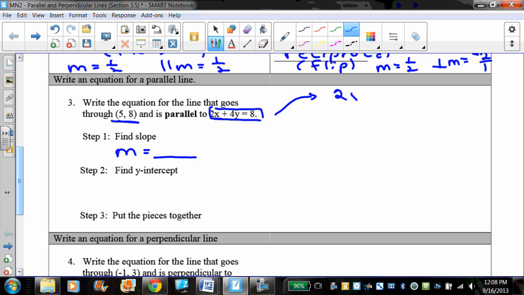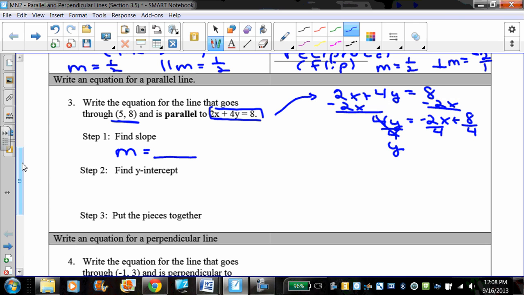So we have 2x plus 4y equals 8. To get it into that y equals mx plus b form, slope-intercept form, we need to move the 2x over. I have 4y equals negative 2x plus 8, and then I divide out by 4. So here I have 1y, or y, equals negative 2/4, which is the same thing as negative 1/2 x plus, instead of 8 over 4, it's 2. So this is the equation of that line in slope-intercept form versus standard form.